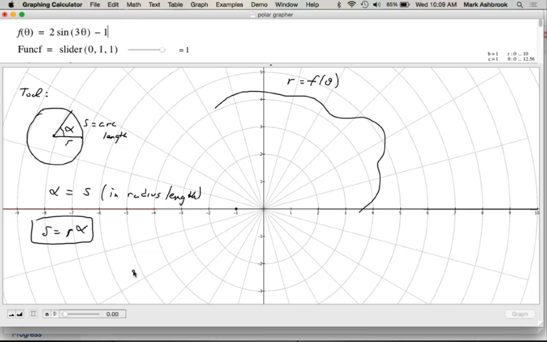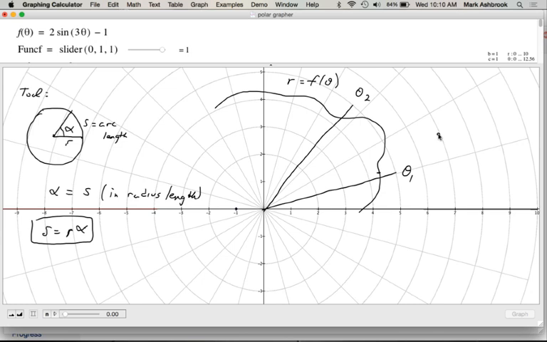Okay, so the idea is that we're going to have some change in angle, say from theta 1 to theta 2. And as we change from theta 1 to theta 2, that's our independent variable, right?